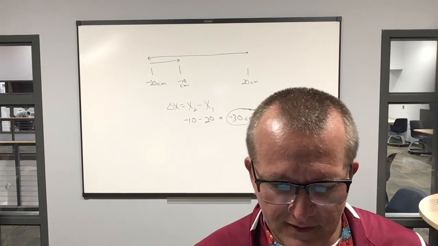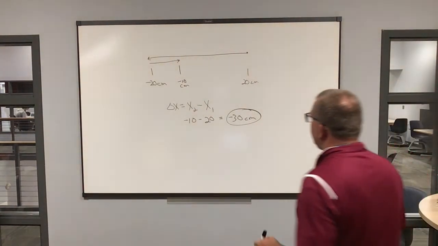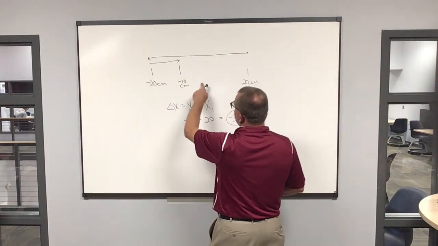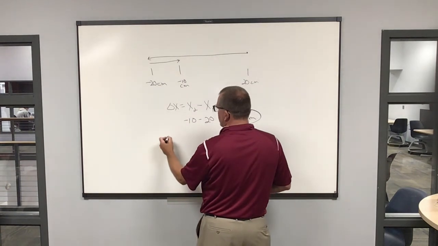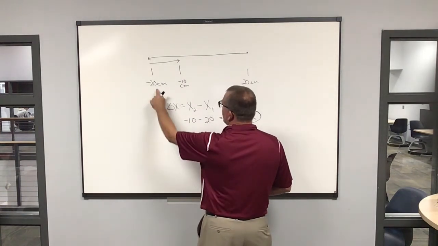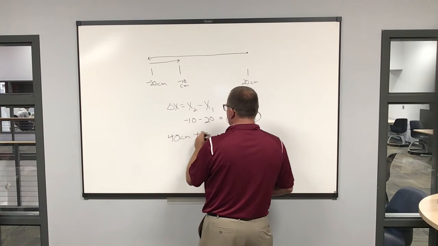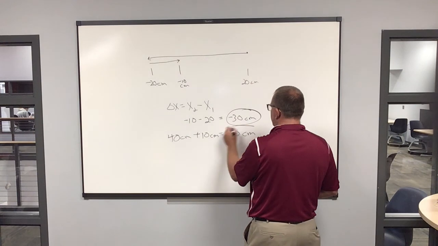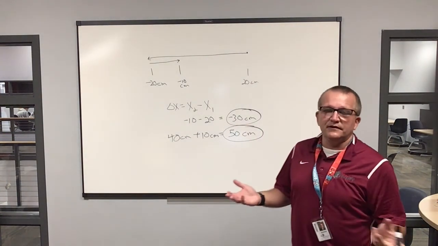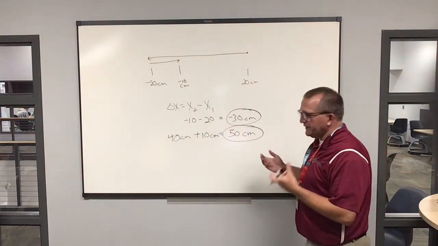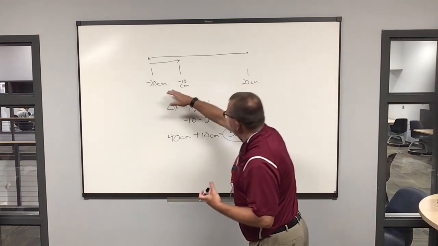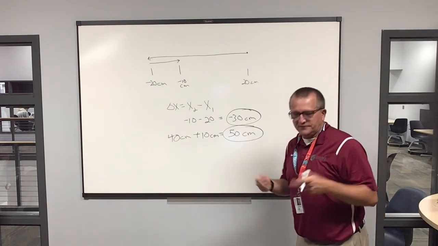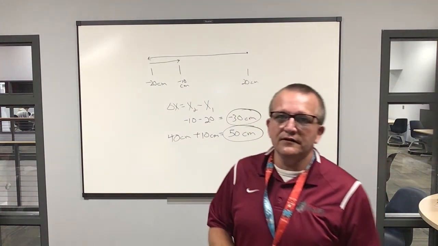Distance is total path taken. So I walked from 20 to negative 20. This is 20 to 0 to negative 20, so that's going to be 40 centimeters. And then I walked 10 more this way, plus 10 centimeters. So my distance traveled was 50 centimeters. The difference is that displacement always has a direction, so that's why we have our negatives and positives. But distance doesn't. Distance is just a number. It's a scalar and just tells us the one number we need to know.